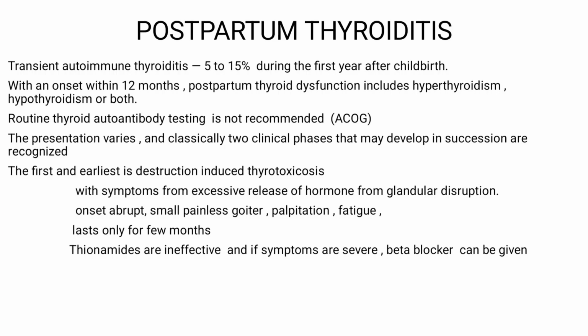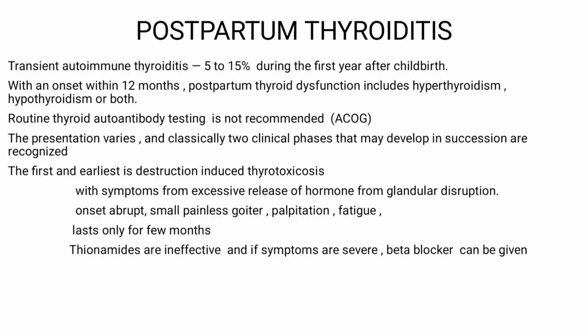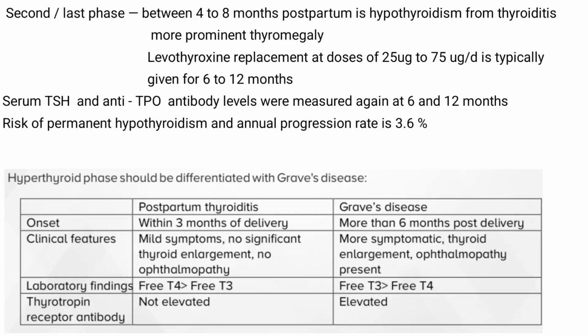So what happens is there is autoimmune destruction of the thyroid gland, and when there is destruction, the thyroid follicles get destroyed and release the thyroid hormones into the circulation. So this presents with an initial stage of thyrotoxicosis followed by a period of hypothyroidism due to destruction. In the initial phase, because the patient can present with thyroid storm, beta blockers can be given, and if the symptoms are severe, beta blockers have to be given for sure.